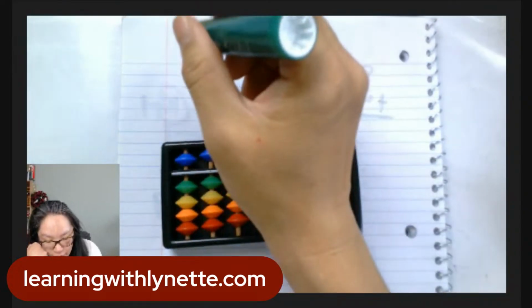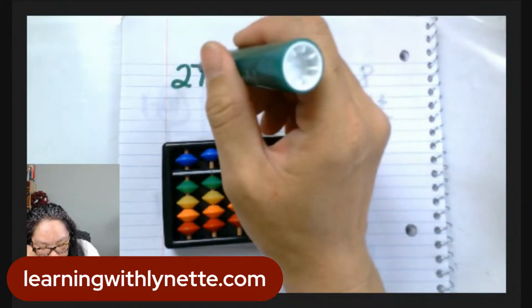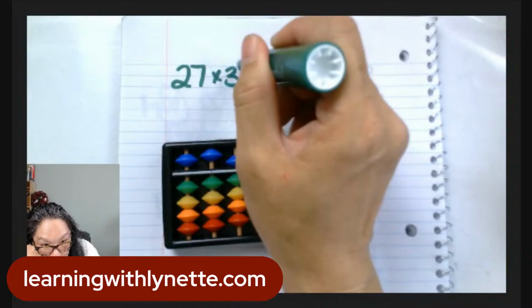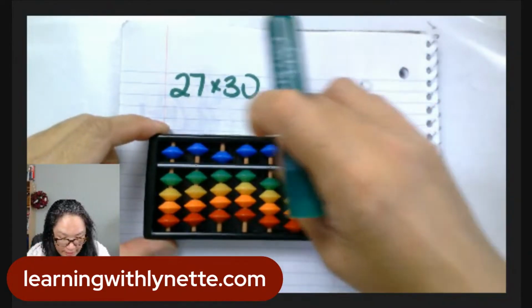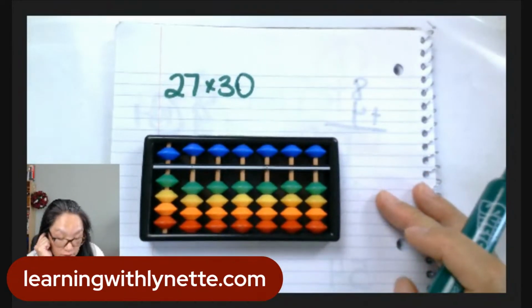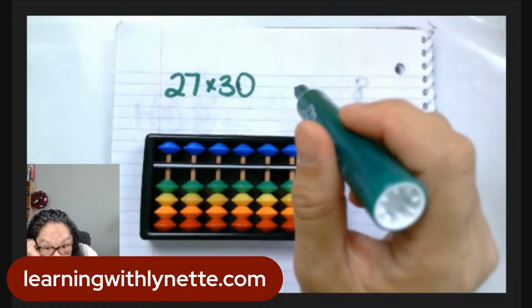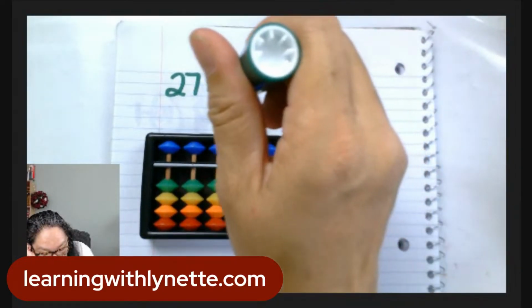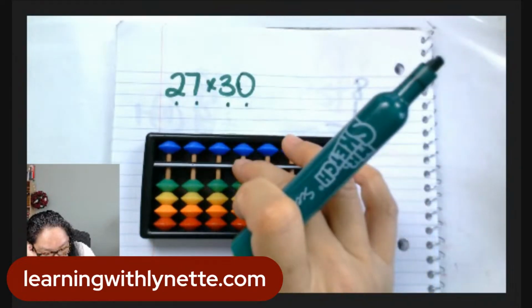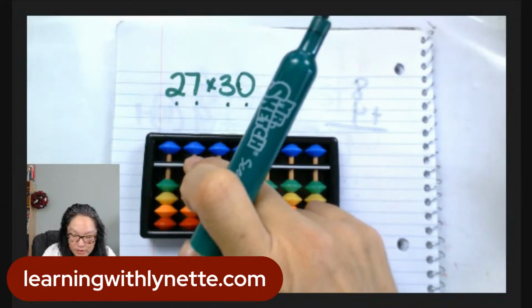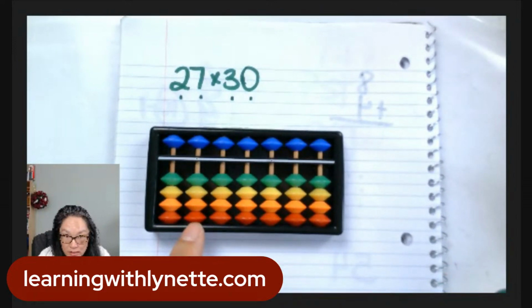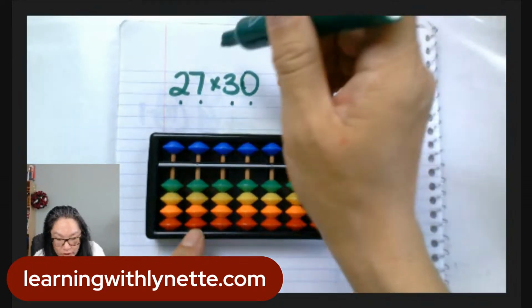Okay, so we have 27, no, sorry, 27 times 30. So when we look, we're going to understand how many digits we have. Thank you, Tim Cheese. We have 1, 2, 3, 4. So we're at the thousands. When we're at the thousands, right?